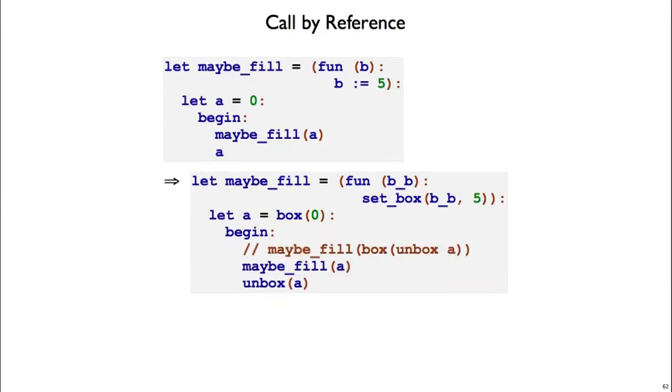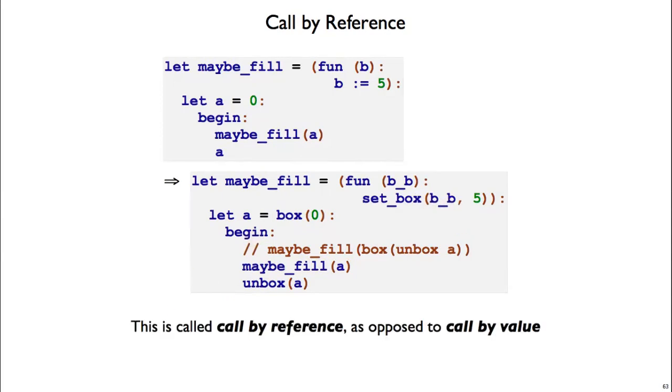With call by reference semantics, the difference is to not create a box when we have a function call here. So this a should go directly into the maybe fill function, and now the set box can act on that a. So when we do the unbox, we'll get the value 5 at the end. Again, this semantics is known as call by reference, and what we've got so far is known as call by value. Call by value is generally the better choice, but it's good to know about both.